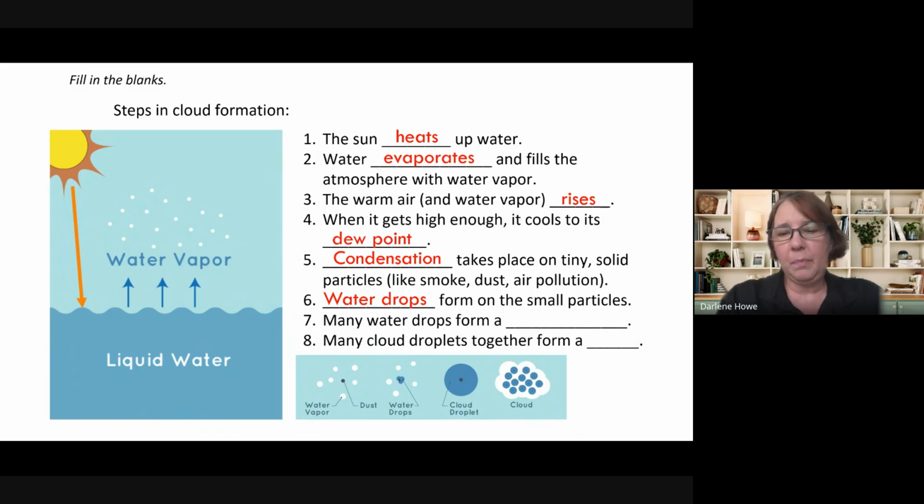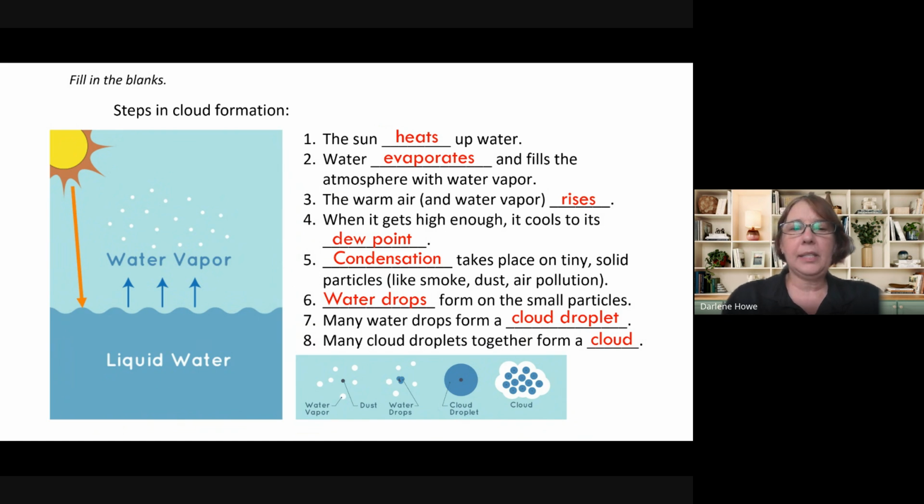Then it says many water drops form a, right? So follow the diagram. If you've got many water droplets, they form a cloud droplet. Okay, and many cloud droplets together form a cloud. Excellent.